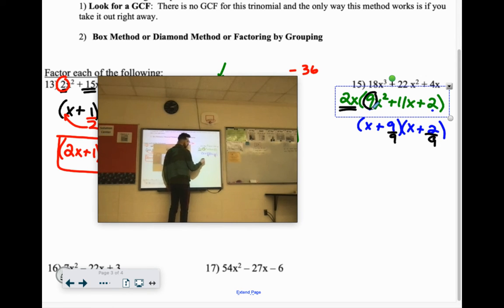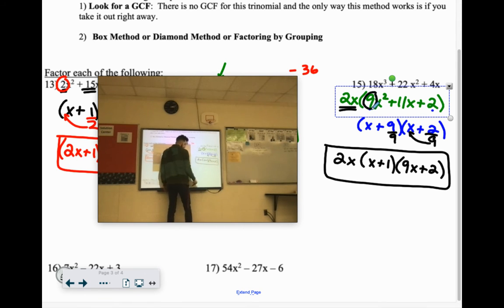So 9 over 9 is 1. 2 over 9, you can't do anything, so we'll just bring the 9 to the front. 9x plus 2. And then don't forget about our greatest common factor of 2x out in front.